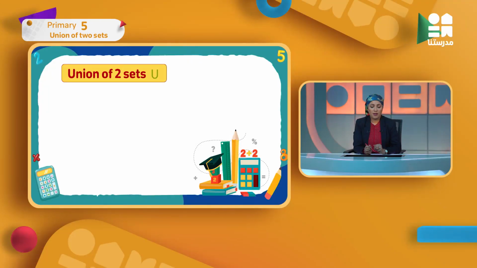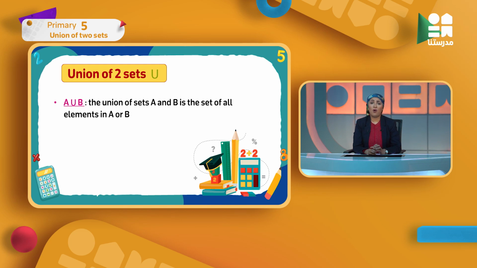Now what does it mean? The union of two sets, what does it mean? It is the set of all elements in the given sets.